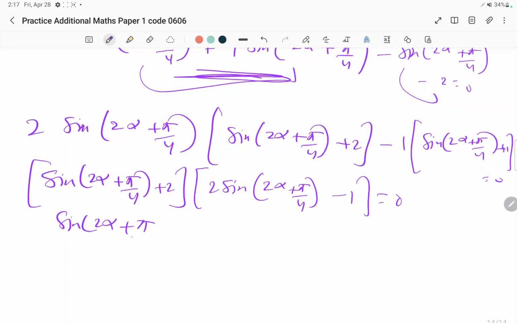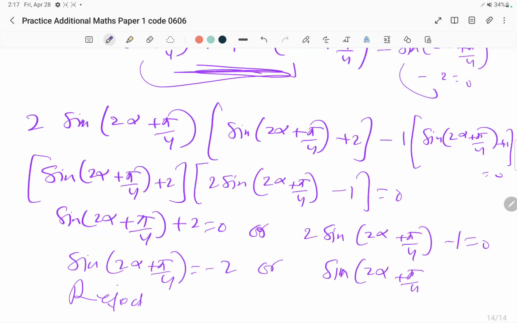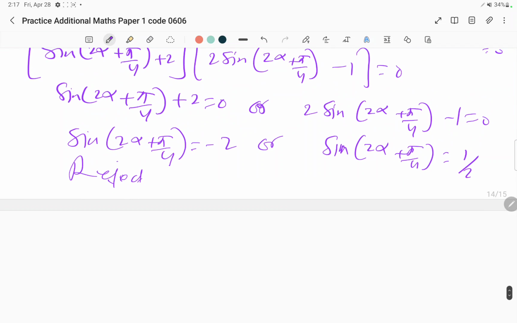Now sine of 2 alpha plus pi over 4 plus 2 equals 0, or 2 sine of 2 alpha plus pi over 4 minus 1 equals 0. Now sine of 2 alpha plus pi over 4 equals minus 2, which we have to reject because it's not possible. Sine cannot go less than minus 1. And here we can write 2 sine of 2 alpha plus pi over 4 equals 1, then divide by 2, which is 1 over 2.